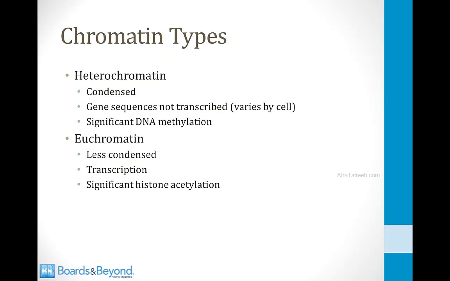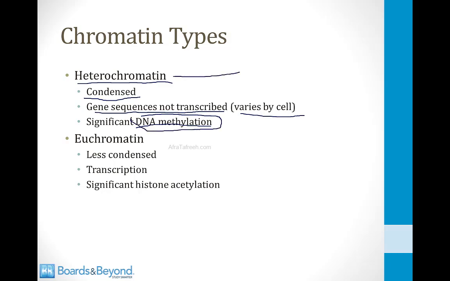Chromatin can exist in 2 forms. The first type is called heterochromatin. This is very tightly condensed chromatin, and when chromatin is like this, the gene sequences will not be transcribed. And this varies by cell. So for example, cardiac cells may transcribe some genes that kidney cells do not, and vice versa. And remember that I told you before that DNA methylation tends to inhibit transcription, and you will find a lot of DNA methylation in condensed heterochromatin.